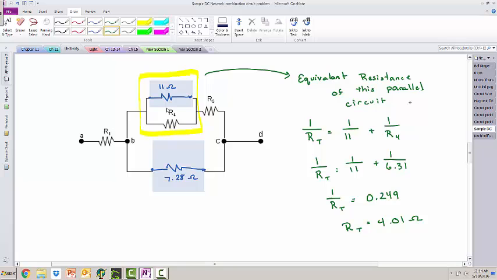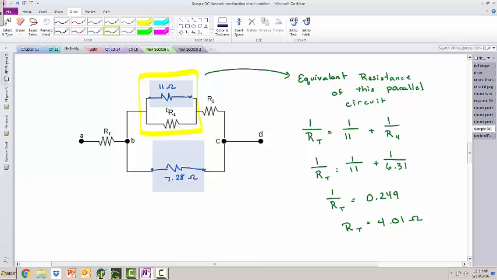So, having done the math, the equivalent resistance of this parallel circuit, the one that's boxed in yellow, the general equation is 1 over RT equals 1 over 11 plus 1 over R4, or 1 over RT equals 1 over 11 plus 1 over 6.31. 1 over RT equals 0.249. Do the big flip, or take 0.249 to the -1 value, and we get RT is equal to 4.01.